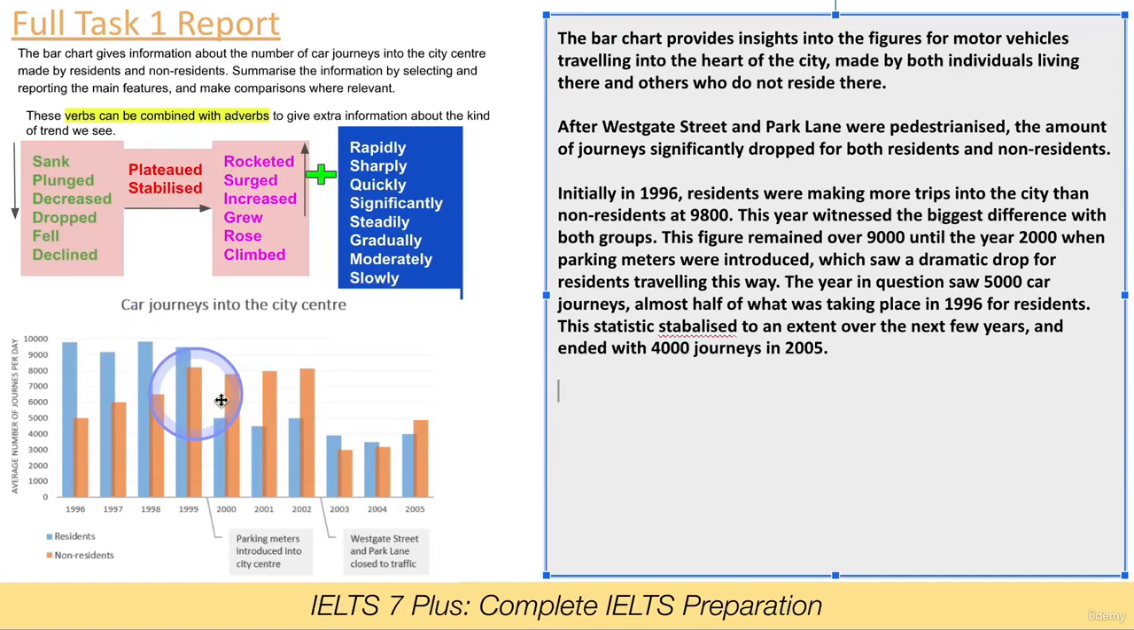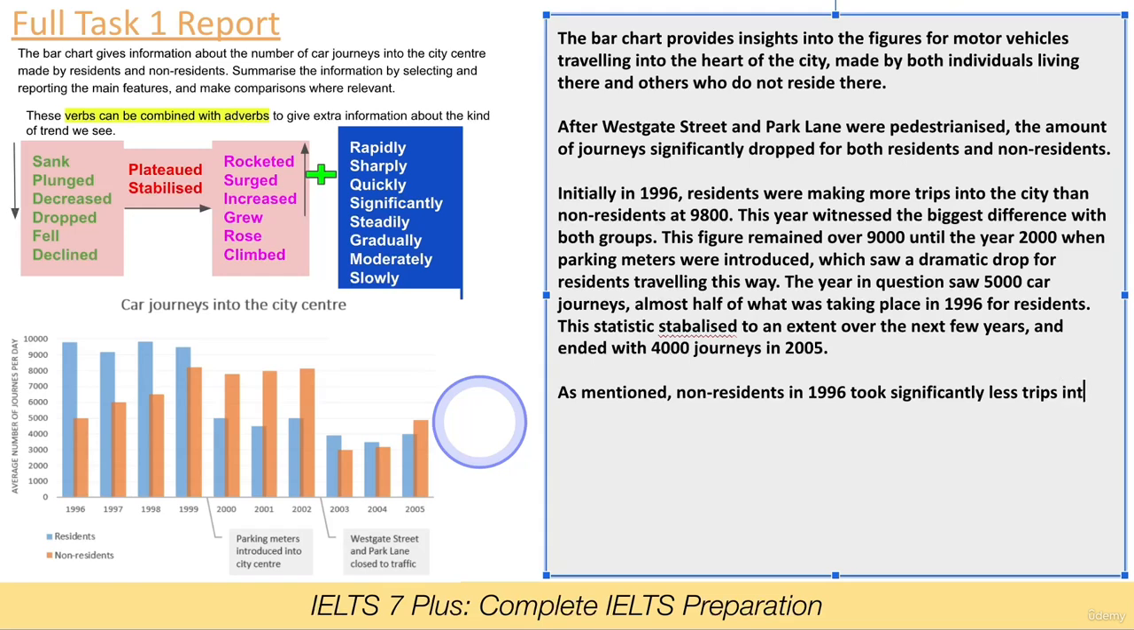Okay, so we've not talked about every single figure. We've generalised and grouped them together, and we've slightly compared with non-residents. But now let's talk about non-residents, and this will compare the two groups a lot more. So we could say, as mentioned, non-residents in 1996 took significantly less trips into the city than residents.